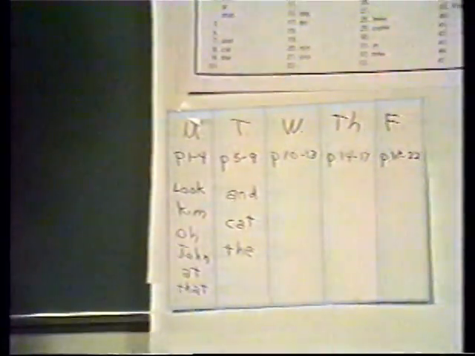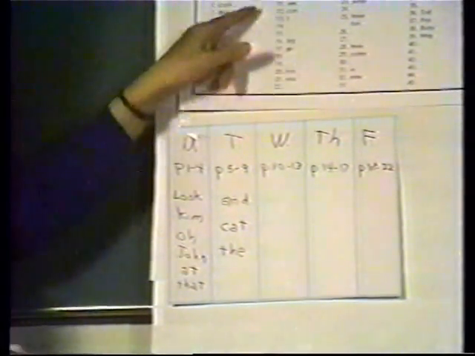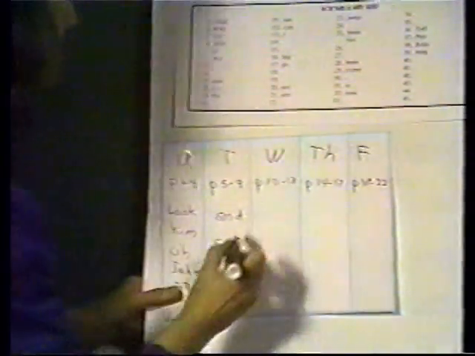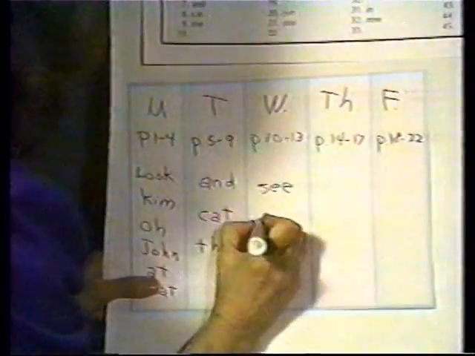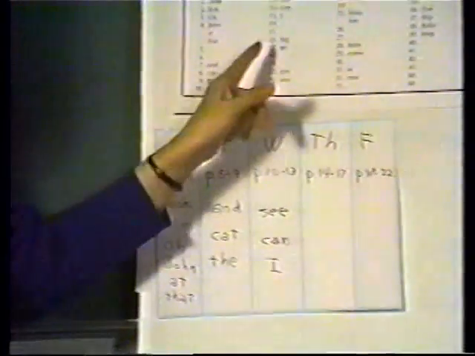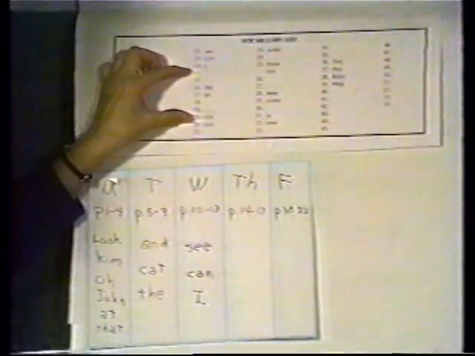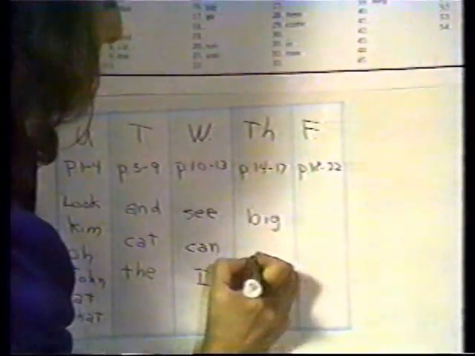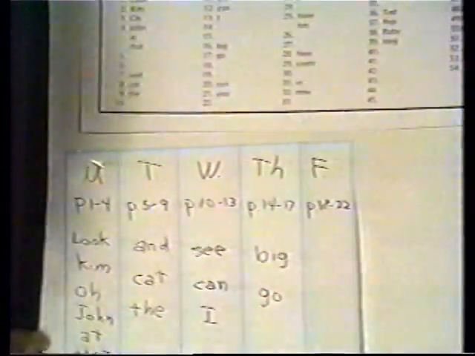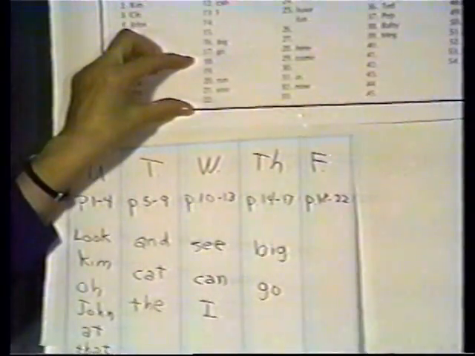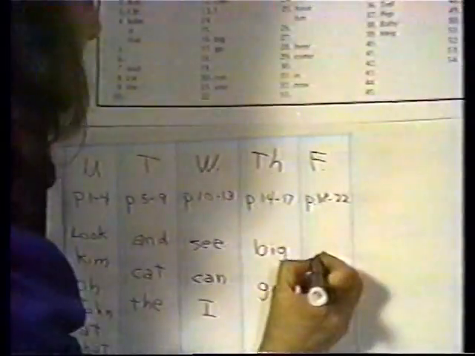Now, look on your vocabulary list. What words do you need for pages 10 through 13? You would need these 3 words. Please write those words on Wednesday. Look on your vocabulary list. What words do you need for pages 14 to 17? You would need just these 2 words. And look back on your vocabulary list, and what words do you need for pages 18 to 22? You would need these 2 words.